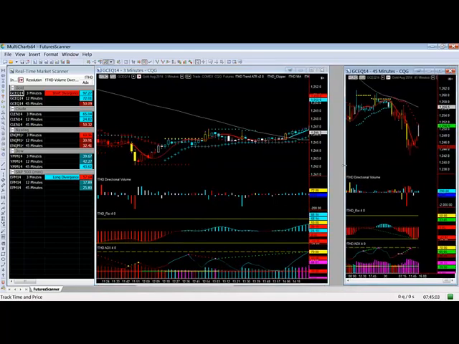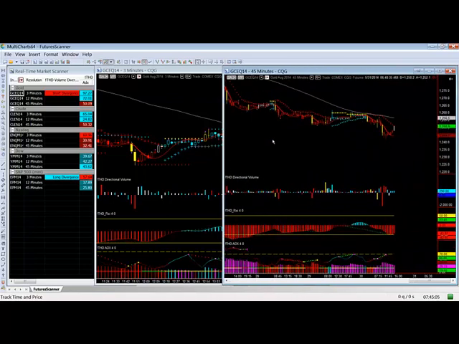Then when we go and we look at the 45 minute, you can see we have yellow dots. Those are the congestion dots. In other words, price flipped the ATR, but it did it with a lack of conviction. A lack of conviction means that they will come back and test this ATR. If it holds, then they will go back and they will test the high. If it does not hold, then price will go down and retest the low.